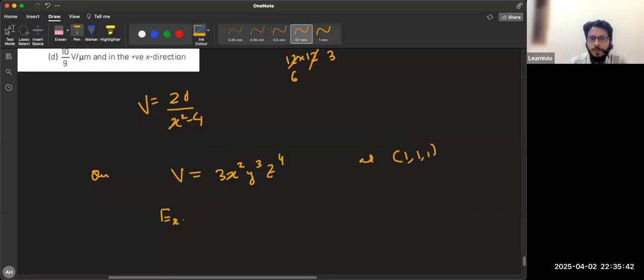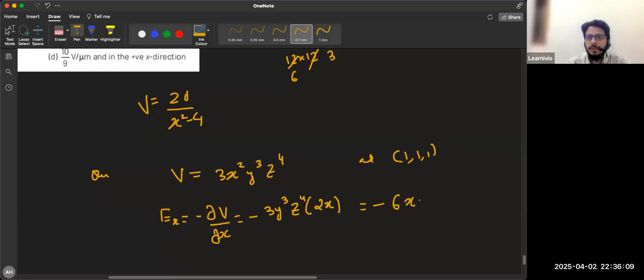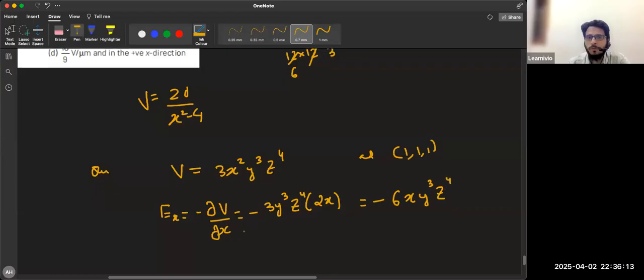So in partial derivative, what we will do, when you're calculating Ex, you will differentiate V with respect to x. When you differentiate V with respect to x, then you will consider y and z as constant. So we'll write this as minus of 3 y cube z to the power 4 into 2x. So this is minus of 6x y cube z to the power 4.